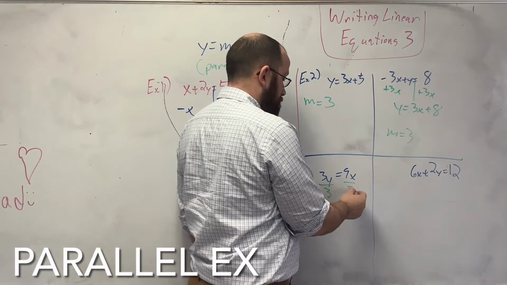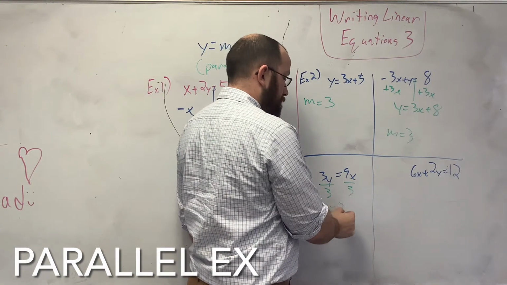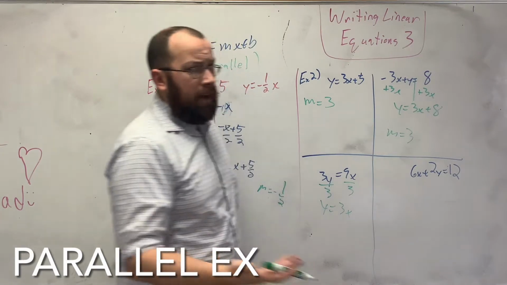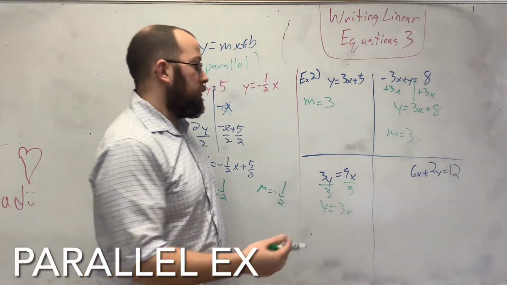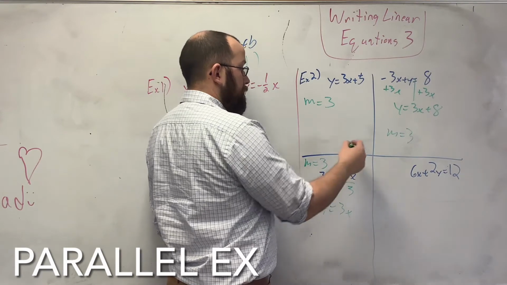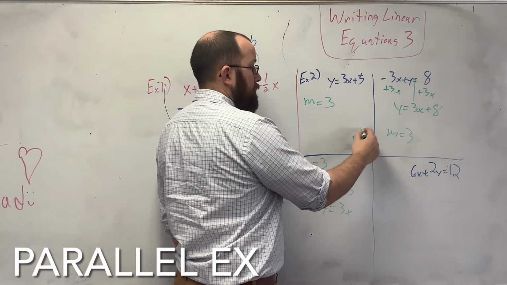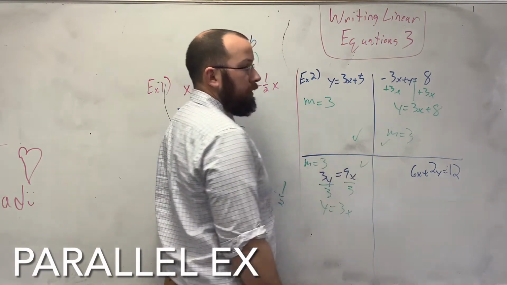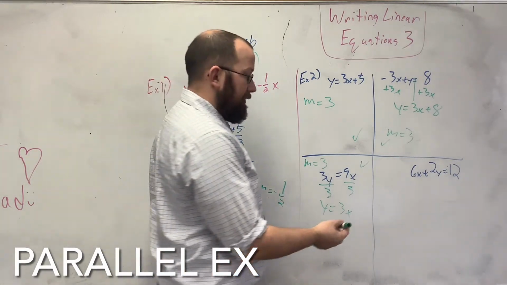Here, so y equals 3x. Now this one doesn't even have a y-intercept. Does it matter? No, we don't care if we're trying to figure out if they're parallel or not. Slope is 3. So this one, and this one are all parallel with each other. Let's see if the last one is.